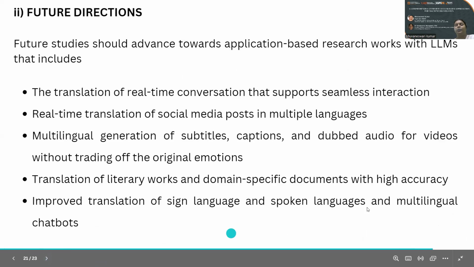The future directions we would like to address are the translation of real-time conversation that supports seamless interaction, the real-time translation of social media posts in multiple languages so that people around the world can understand them, and then the generation of subtitles, captions, and dubbed audio for videos without losing the original emotions shown in the video. And then translation of ancient literary works and domain-specific documents is in much need, with good accuracy. And then improved translation of sign language and spoken languages along with multilingual chatbots.